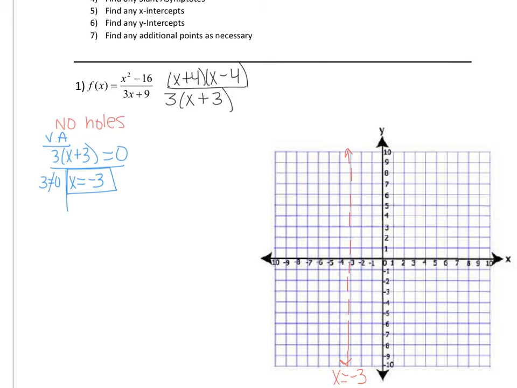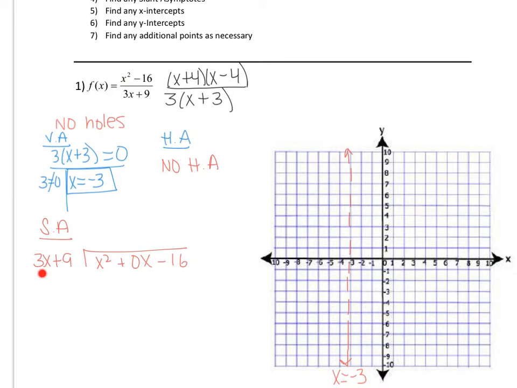And that is my vertical asymptote. Now let's find a horizontal asymptote. So we're going to look. The degree of the numerator is greater than the degree of the denominator, so there is none. No horizontal asymptote. So now there must be a slant asymptote. So we're going to do long division to find my slant asymptote. So 3x + 9 divides into x squared + 0x - 16.